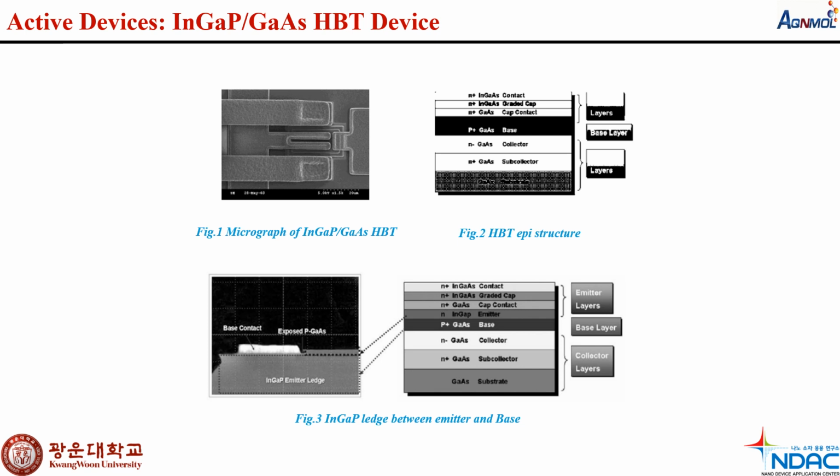A micrograph of the indium gallium phosphide gallium arsenide HBT is presented in figure number 1. Furthermore, the HBT EPI structure is given in figure number 2. In figure number 3, the indium gallium phosphide ledge is shown. The purpose of the indium gallium phosphide ledge is to prevent surface recombination currents.